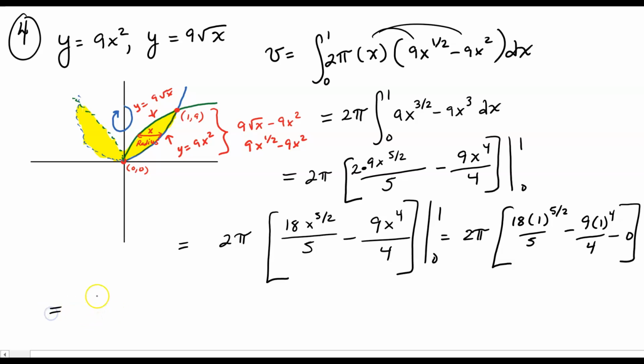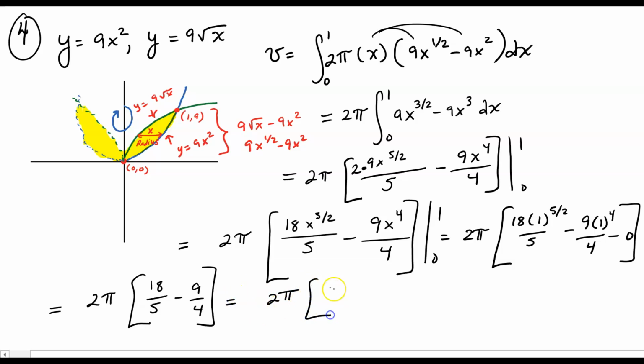So let's see here. We have 2 pi. All right, plugging in 1 is really irrelevant. You have 18 over 5 minus 9 over 4. All right, you do that quick math. You get 2 pi times 27 out of 20. You do the simplification there. What do you get? You get 27 pi out of 10, and this is units cubed or cubic units. Again, I'm not going to really write that, but it's a volume, so you know that the units are cubed.